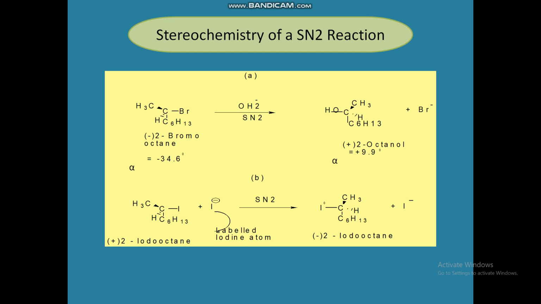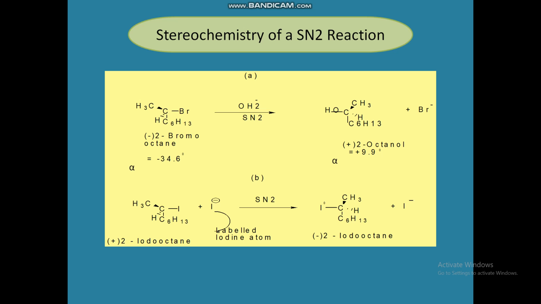Next, stereochemistry of an SN2 reaction. We have discussed previously that in the SN2 reaction, the nucleophile attacks from the backside of the leaving group. Thus the configuration of the molecule produced after the reaction is inverted. The inversion of configuration is called Walden inversion.